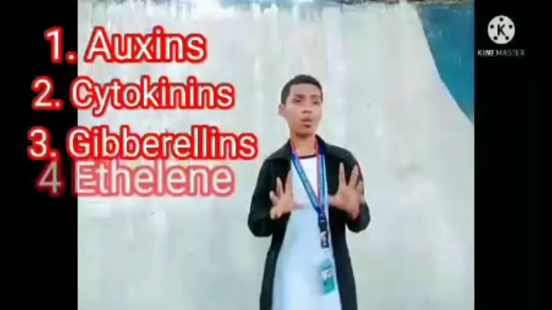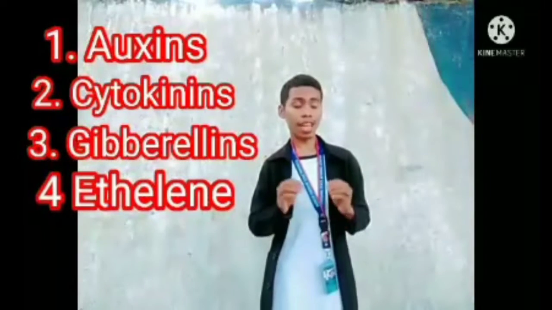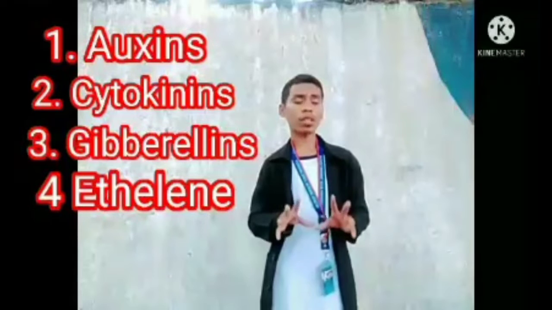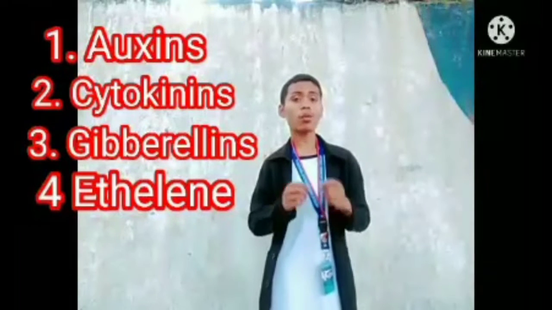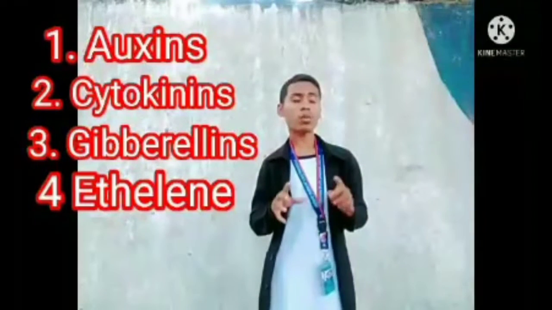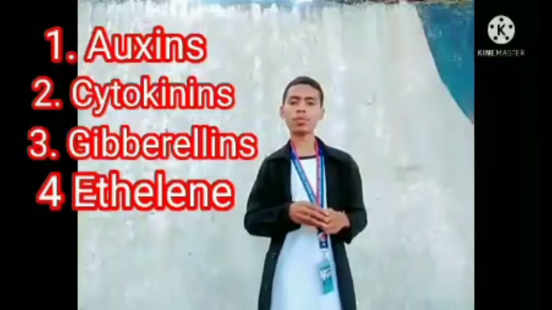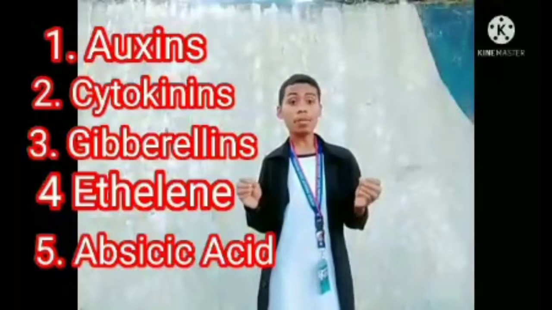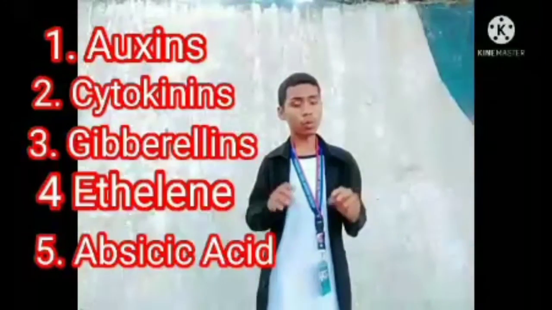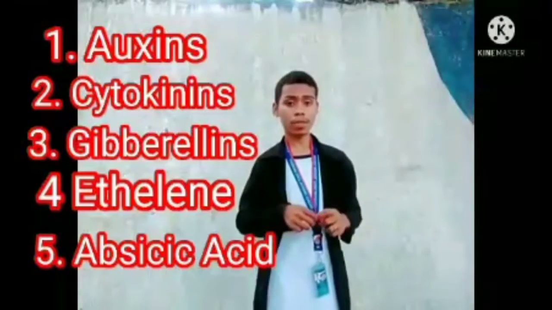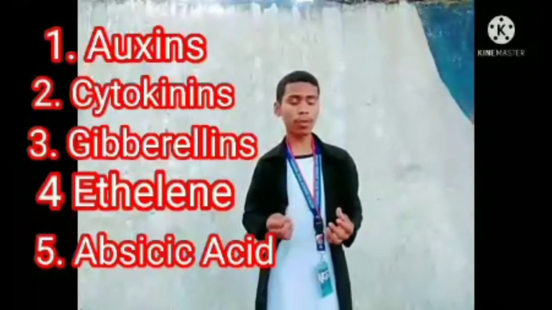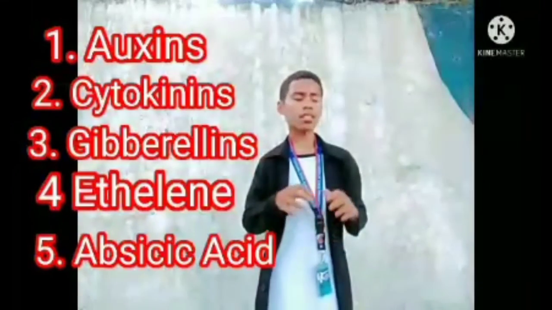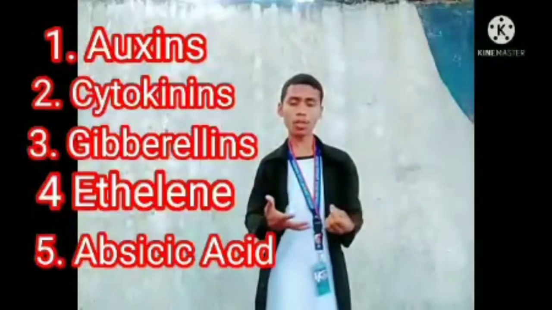The fourth one is ethylene. Its IUPAC name is ethene, a hydrocarbon which has the formula C2H4, or CH2=CH2. The last one is abscisic acid, or ABA, a plant hormone. ABA functions in many plant developmental processes including seed and pod dormancy, the control of organ size, and stomatal closure. Thank you.